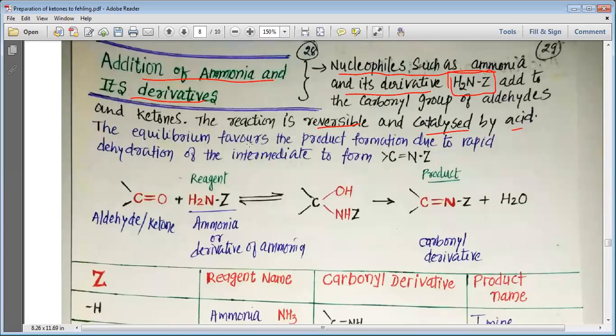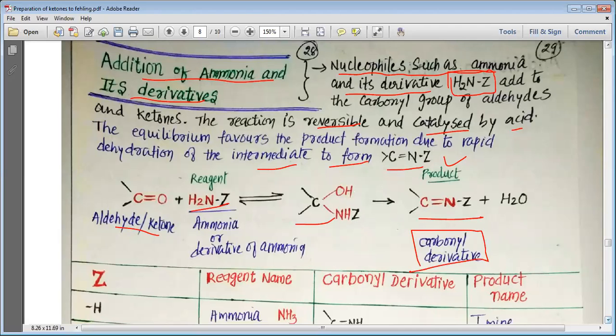The equilibrium favors product formation due to the rapid dehydration of the intermediate to form C double bond N Z. This is the product that we can form. So we have an aldehyde or ketone that reacts with NH2Z to give us the intermediate C(OH), and finally from that we get C double bond N-Z, which is the carbonyl derivative. We get it as a product.